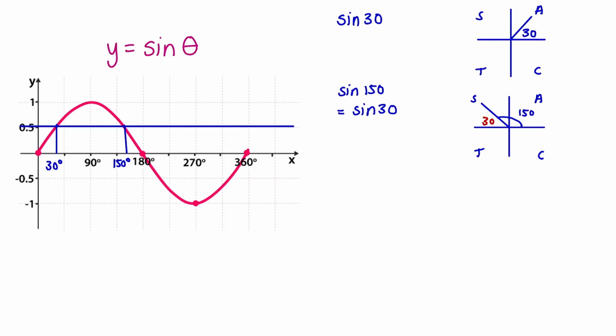So let's continue. If we have still a half, but what if we change its sign? What if we look at what happens when we have negative a half? Notice here, I'm going to have 2 points again. Now these points are going to be 210 degrees and 330 degrees. The reason I get these is that if I look at the unit circle, I have sine 210.